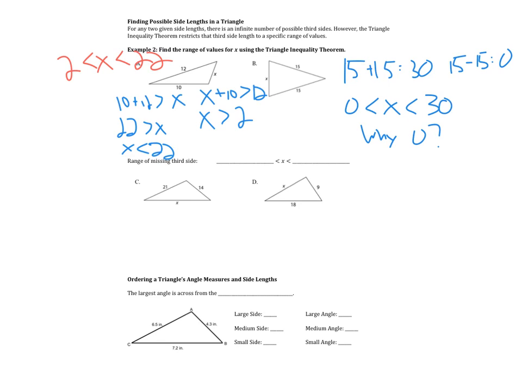So the range of the missing third side is the two sides subtracted and the two sides added. So I want you to try C and D on your own. We'll discuss those when we come back into class.